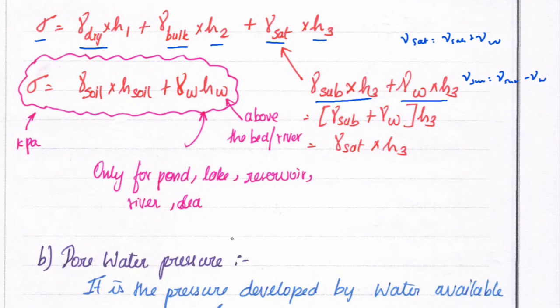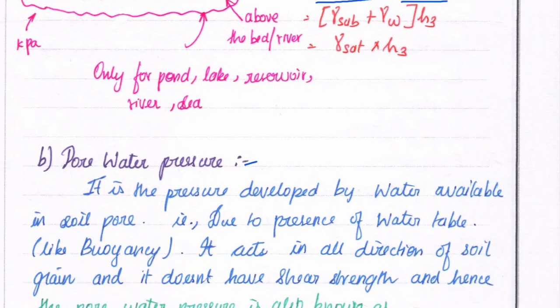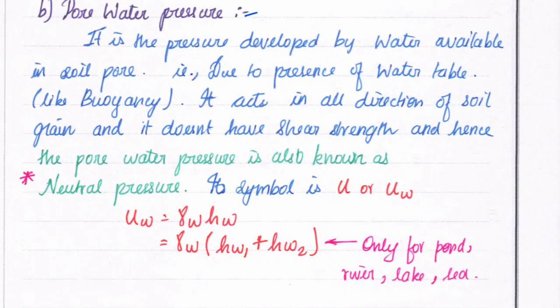The second thing is pore water pressure. How much water is available in the soil pores? Due to this water, pressure will occur. That is called pore water pressure. Pore water pressure is also known as neutral pressure. It is denoted as mu, or we can denote it as u, or uw. Whatever it may be, we are denoting it as mu.